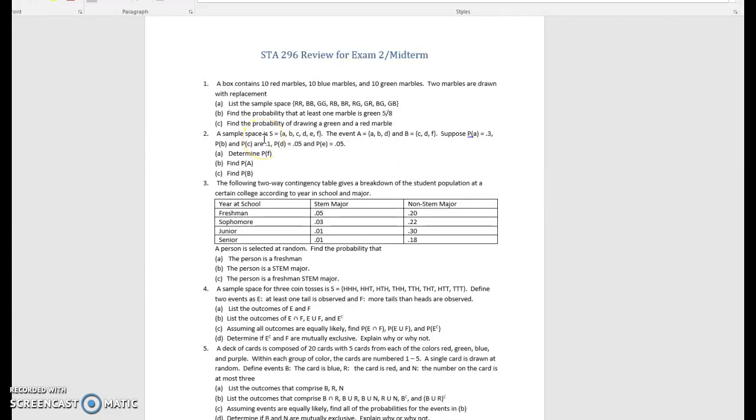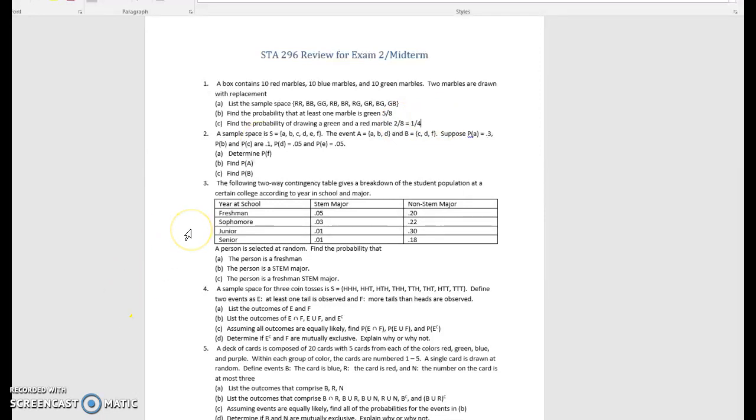So in part C, we want to find the probability of drawing a green and a red marble. Well, there's 2 possibilities that have a green and a red marble together. We have RG and GR. Now, if it had said a green and then a red marble, we'd only be looking at green, red. But we can have RG or green, red. So both of those satisfy our condition. So that's 2 out of 8 or a 4th.